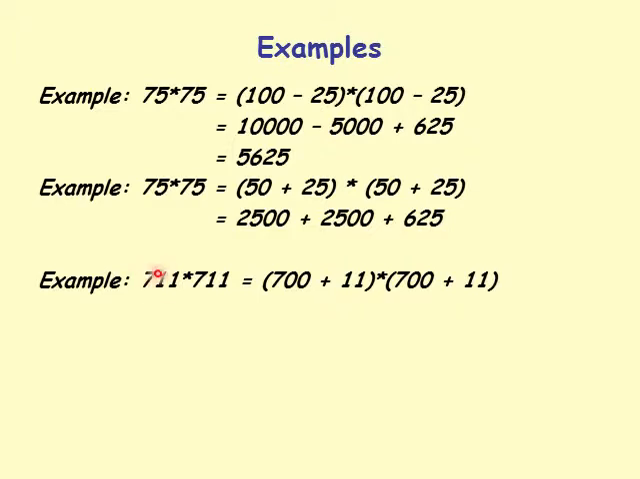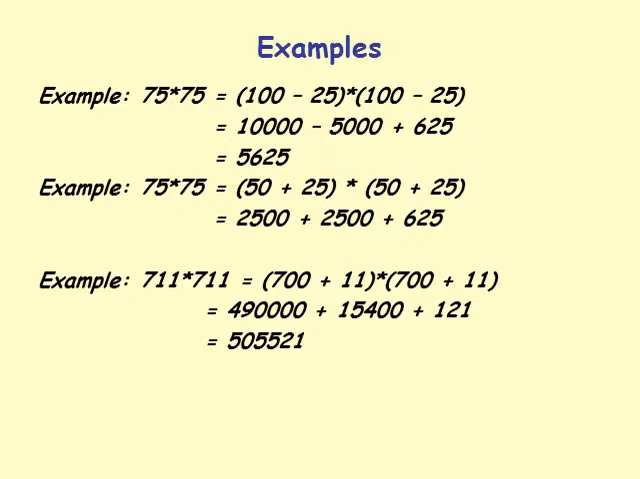Let's do another example. 711 times 711, which is (700 + 11) squared. So a is 700, b is 11. So a squared is 49 with 4 zeros at the end. 2 times a is 1400, times b, 11. 1400 times 11 is 15400, plus b squared. B is 11, 11 squared is 121.